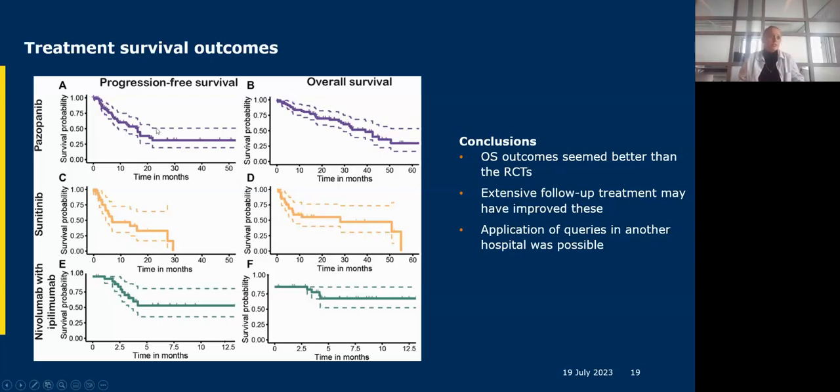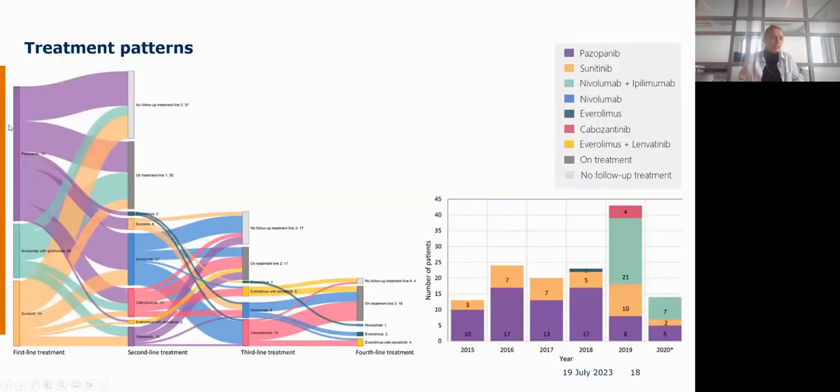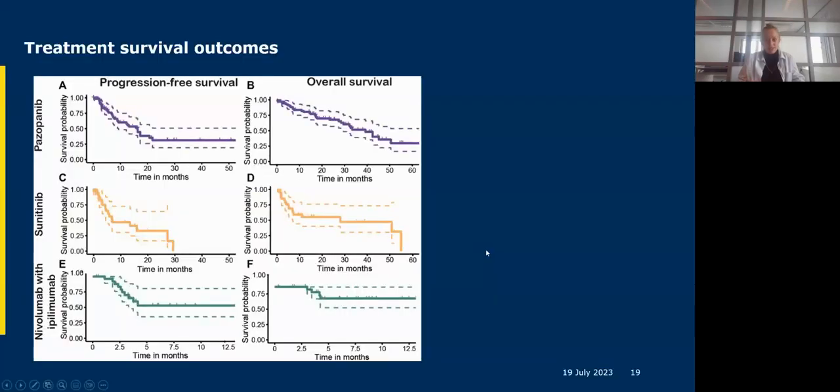What did we see? The progression-free survival of those 2 treatments, sunitinib and pazopanib, they were comparable to the trials, but the overall survival, interestingly, for pazopanib was longer. And the only explanation we had was that all those patients in purple had the chance to have more follow-up treatments. So with this, we could conclude that it's actually useful to give those patients those treatments.